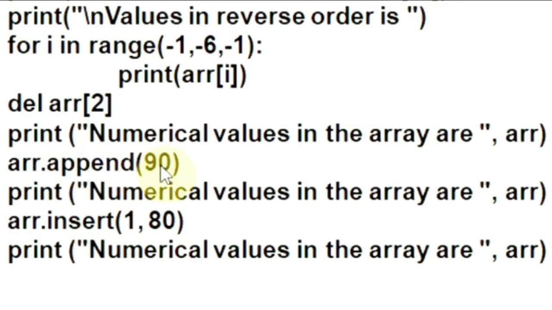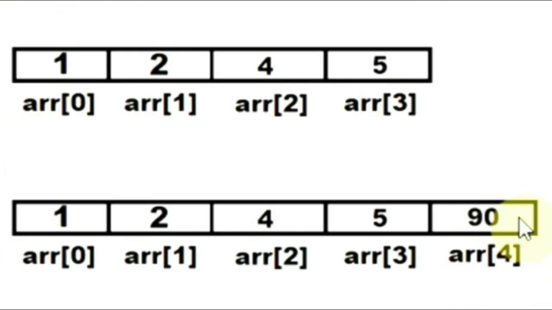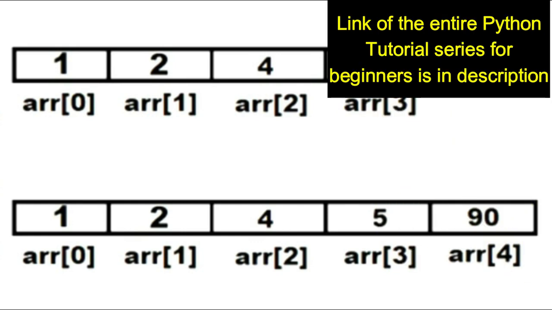When you write append and 90, append means add at the end. The 90 will be added after the last element. The last element was at index location 3, so one index location will be created, array 4, and 90 will be added to it.